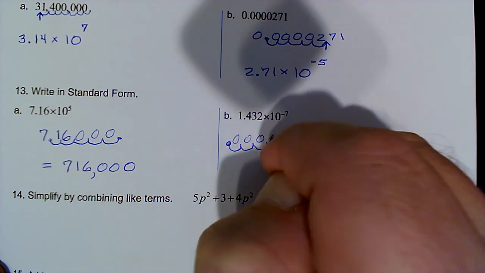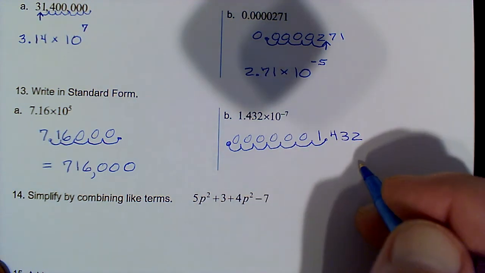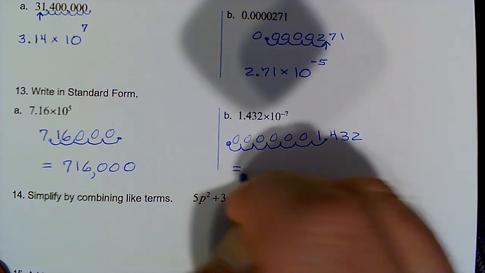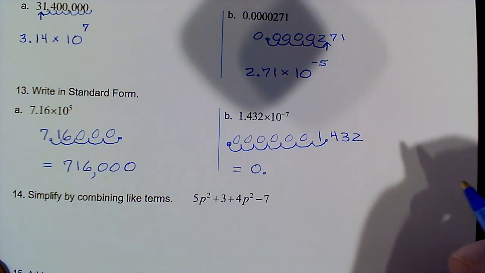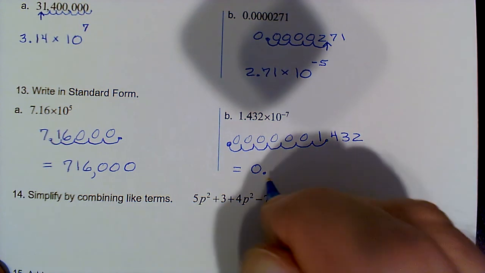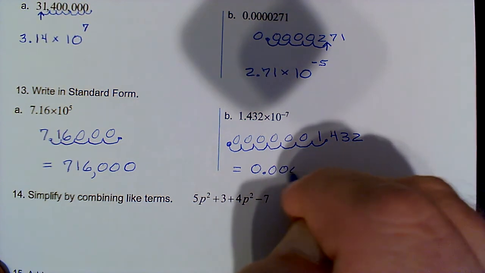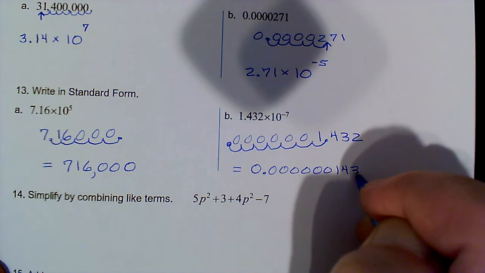Fill in all the zeros. Looks like there's 6 of them. So this would be, I always put a 0 out in front of the decimal. Not necessary, but conventionally good practice. And then we had 6 zeros and the 1, 4, 3, 2.